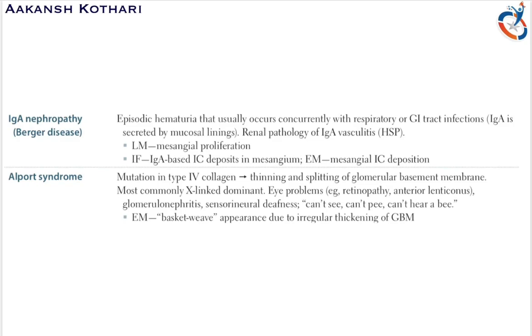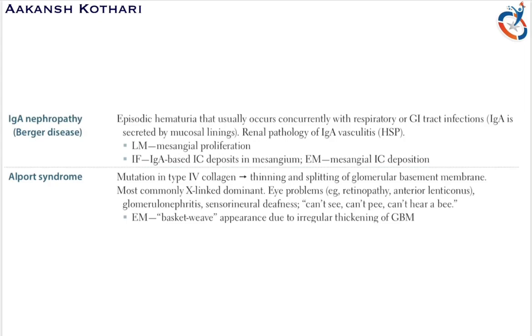Now let's talk about the last nephritic syndrome, which is Alport syndrome. Now what is Alport syndrome? It is basically an inherited defect of type 4 collagen, a mutation in the type 4 collagen, and it is commonly X-linked dominant. Is it clear? So there is thinning and splitting of the glomerular basement membrane, and this leads to various other problems in the kidney. Since type 4 collagen is also present in the eye and the ear, it leads to eye problems such as retinopathy and anterior lenticonus, or it can also lead to sensorineural deafness in the ear. Hence, a person can't see, can't pee, and can't hear a bee, due to sensorineural deafness, glomerulonephritis and eye problems. This is majorly due to type 4 collagen defect, which is an X-linked disease.